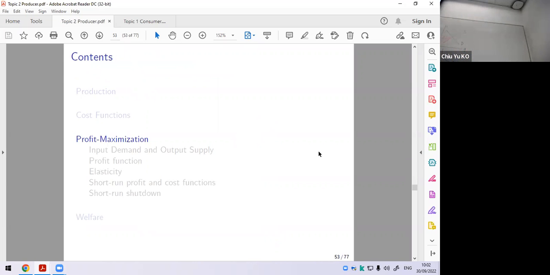I hope that's clear, what we have covered so far. But I very quickly skipped so many things because this is almost exactly the same as the consumer problem, because we assume the firm also has a concave utility, and that's why this is the same thing. There's nothing new here. The new thing here is profit maximization.